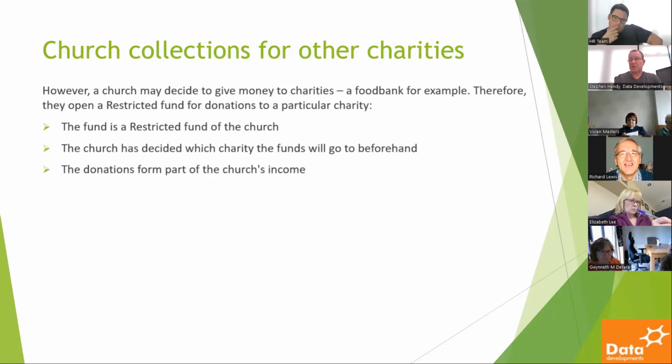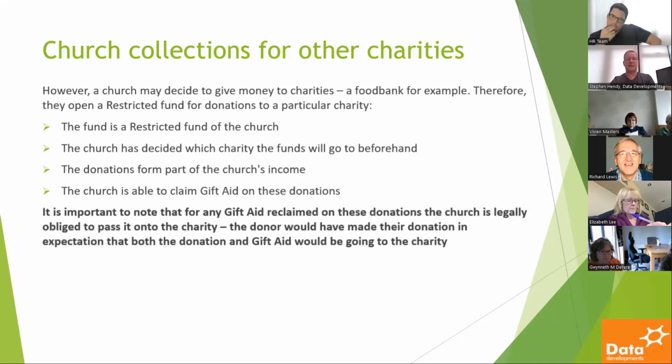Because it's happening as a church event, a church service, the donations will now form part of the church's income. It's going into a restricted fund. It's part of the church's income. And therefore, the church is then able to claim gift aid on those donations. So the church has got a level of discretion over those donations. The church have decided that it's going to go to a local food bank. They've told the people at the service this is what's going to happen with those donations. So the money goes in, they can claim gift aid on it.